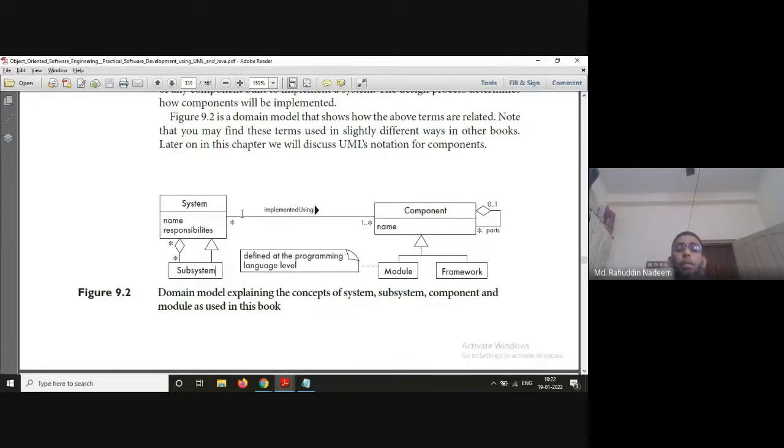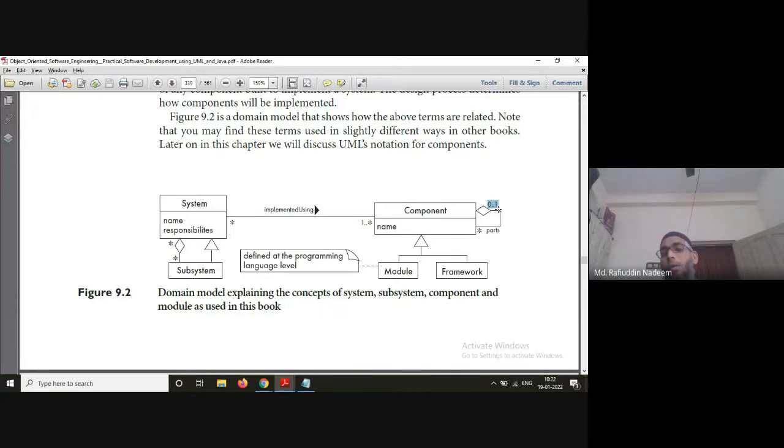Each system is implemented using different components. Different systems will be implemented using one or more components, and each component has one name, and each component is made up of 0 to 1 different components. See, this association is again shown here, specifying that each component is actually made up of 0 to 1 other parts.